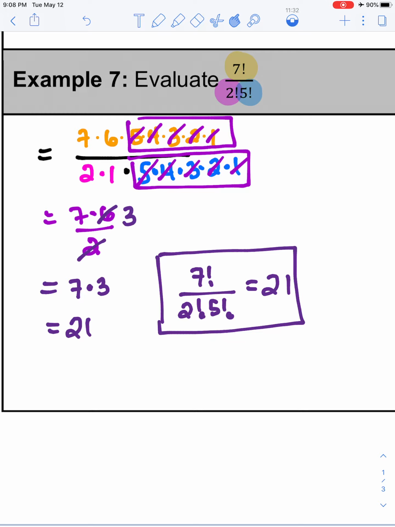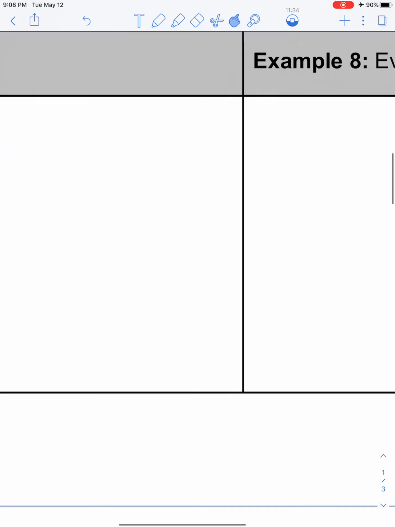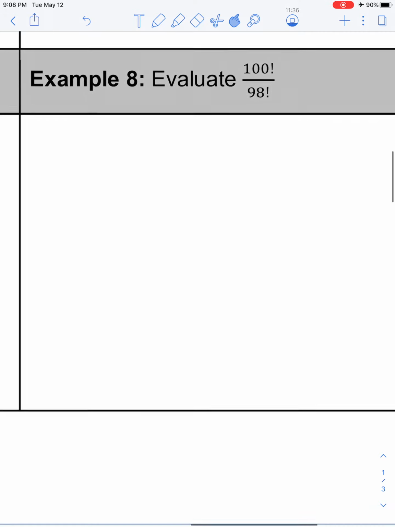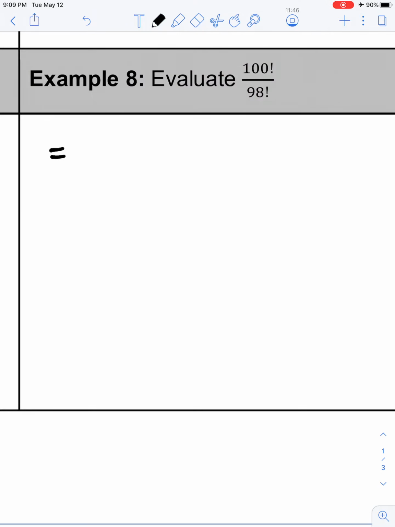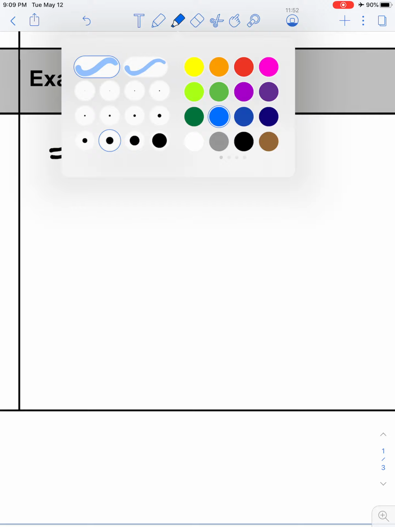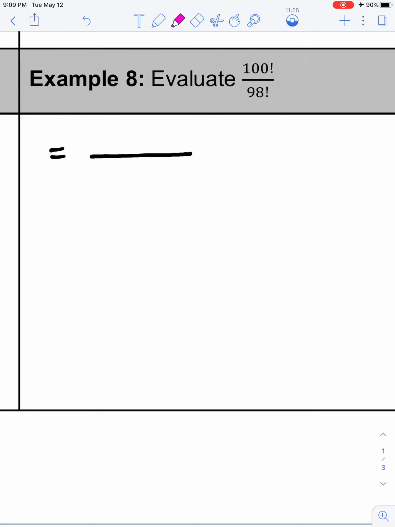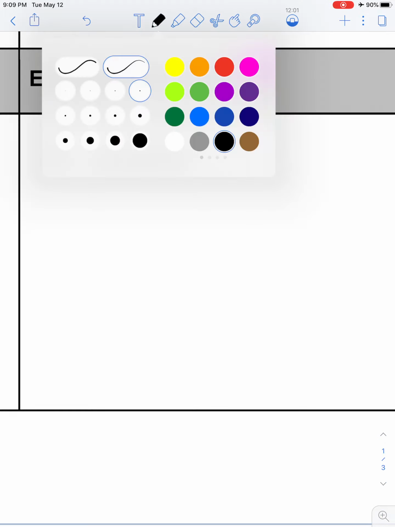All right, we have one last example for this video. Example 8, evaluate 100 factorial over 98 factorial. I'm going to start this process in a very similar way, but because I value my time, and I feel like you probably have better things to do than write out all 100 factors of 100 factorial, I'm going to be smart about what I do here.